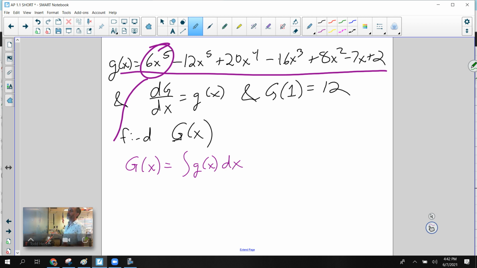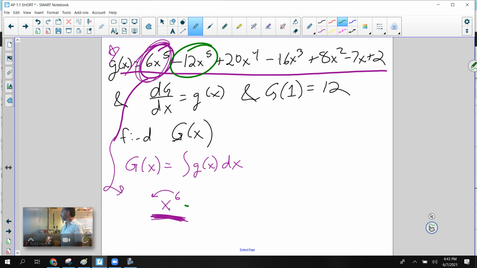So what thing did I take the derivative of to get this? So let's see. When you take a derivative, your power goes down by 1. So right now I'm at x to the 5th. So before I took the derivative, I must have been at x to the 6th. And then when you take the derivative, you bring this down and multiply. I think I'm good, because if I take the derivative of x to the 6th, that'll give me 6x to the 5th. The derivative of x to the 6th is 6x to the 5th. All right, let's do the next one.